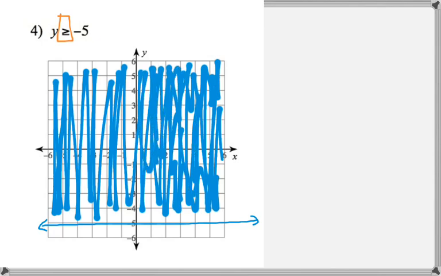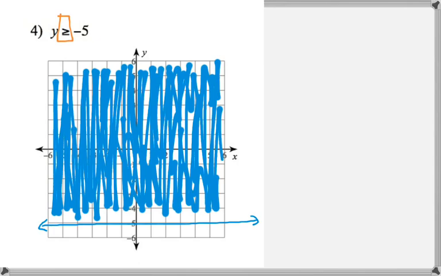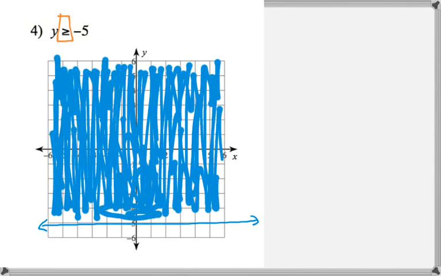Yours should be a lot neater than this because you can actually shade with your pencil a lot better than I can with this stylus on an iPad.